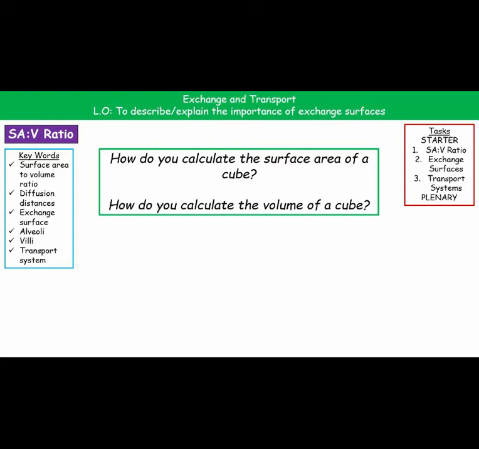What we're going to be looking at today then, first of all, is this concept of surface area to volume ratio. So this is where biology and maths collide. So to start us off, let's see what we know from our math lessons. Write down the answer to these 2 questions. How do you calculate the surface area of a cube? And how do you calculate the volume of a cube? So I'm just going to give you about 30 seconds to get those 2 answers written in your books.